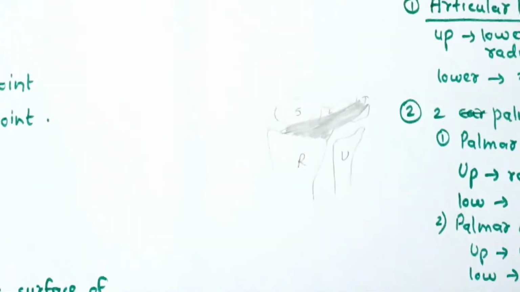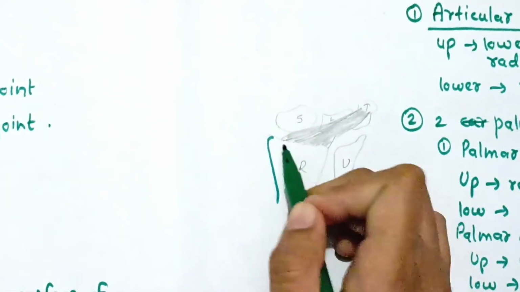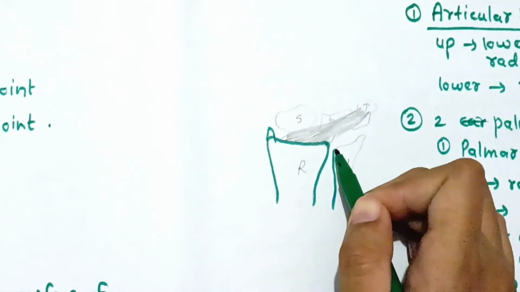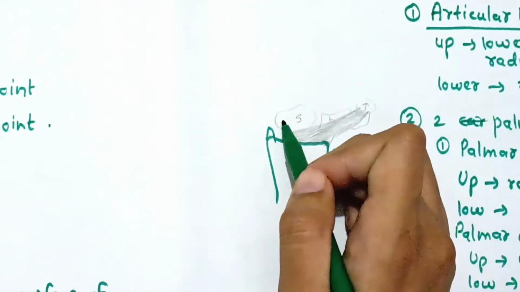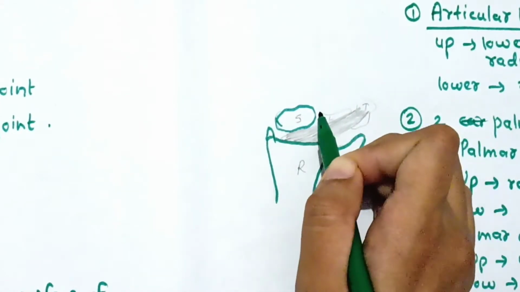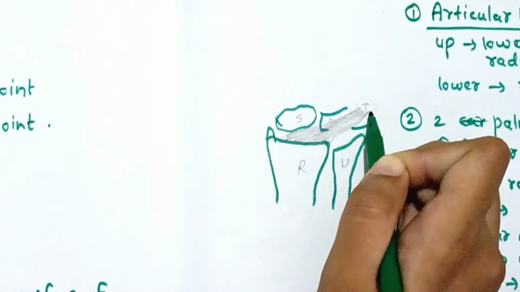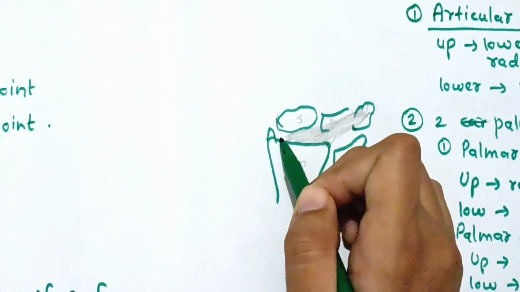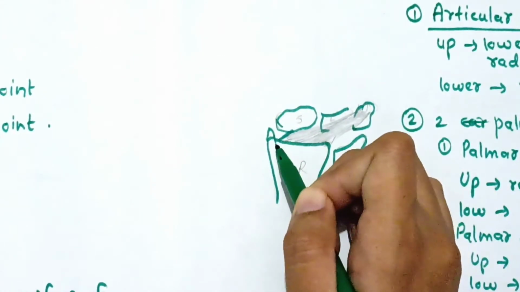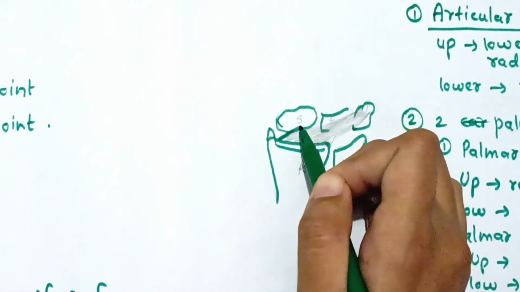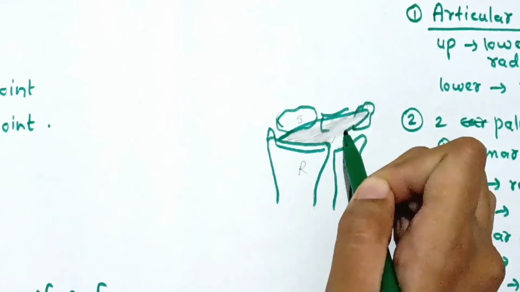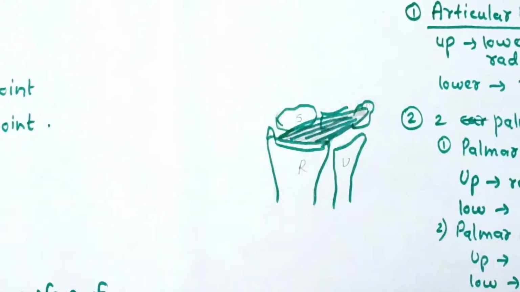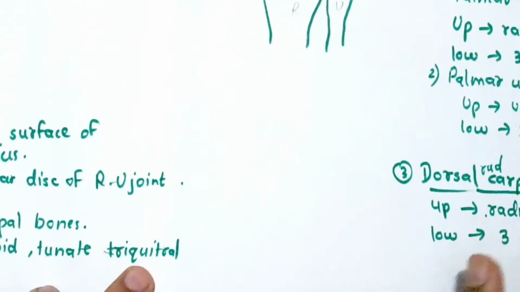Okay, so this is a diagram. This one is the radius bone, this one is the ulna, and this is scaphoid, this one is lunate, and this is triquetral bone. So it is originating from here from the radius and then going over these 3 bones. Okay, covering all these 3 bones from here. So this is the dorsal radiocarpal.